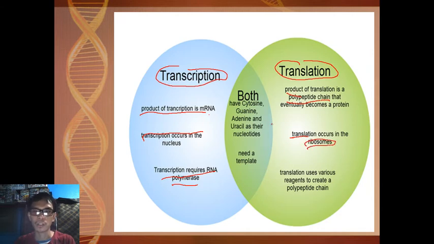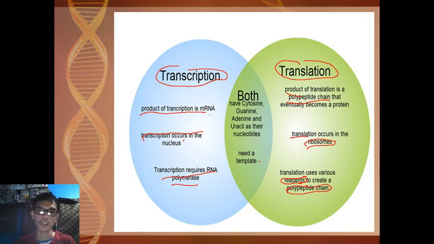Right? So transcription occurs in the nucleus. Translation uses various reagents to create the polypeptide chain. So what are those reagents? Those reagents are very complicated. So they use reagents to create a polypeptide chain.